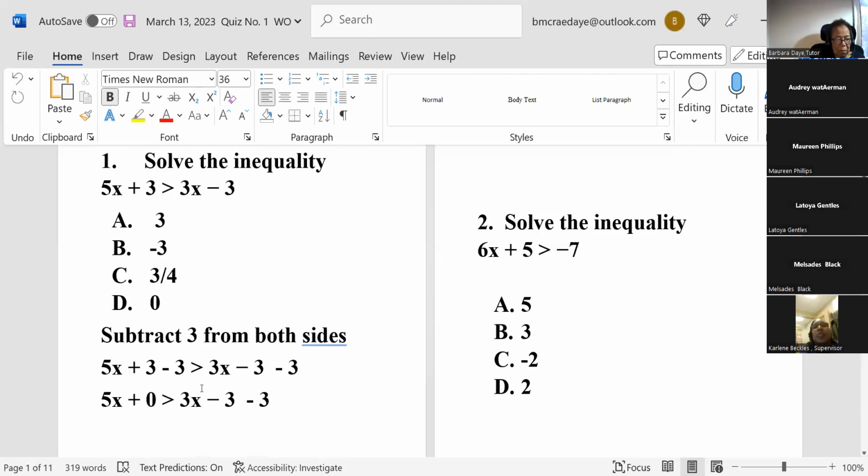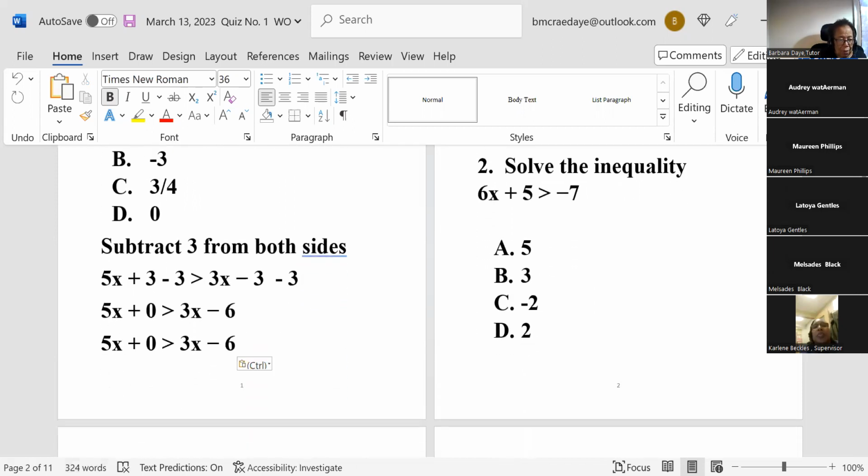And what do you have on the right? What's a -3 and a -3, Mercedes? 6. Plus or minus 6? Minus 6. So let's put the 6 here. Now on the left side we don't need a 0. 5x plus 0 is 5x. So we'll just put 5x.